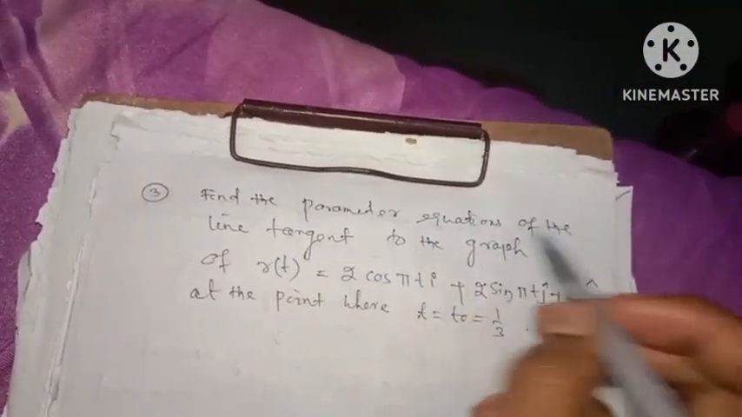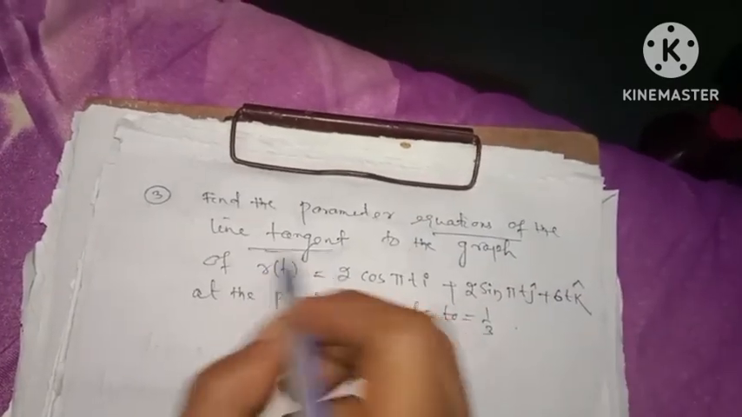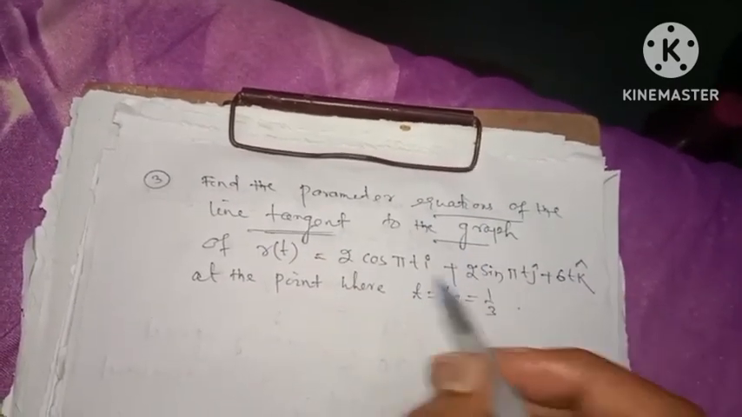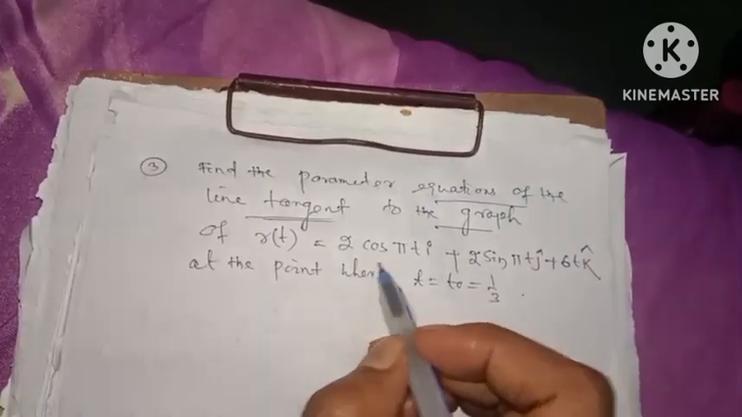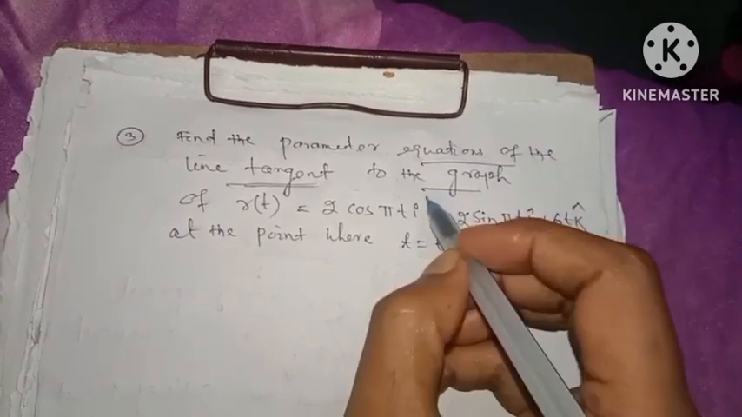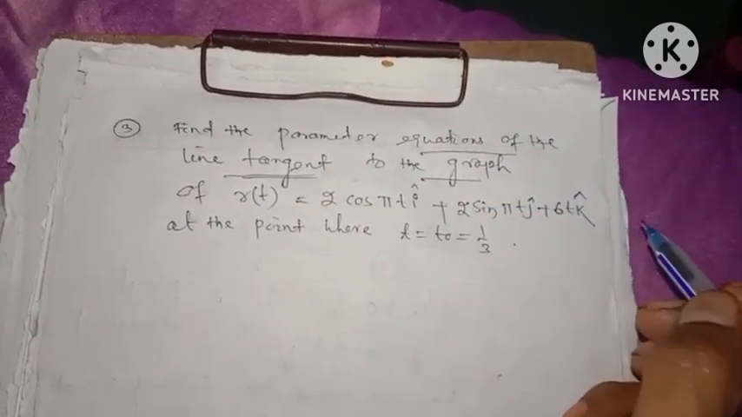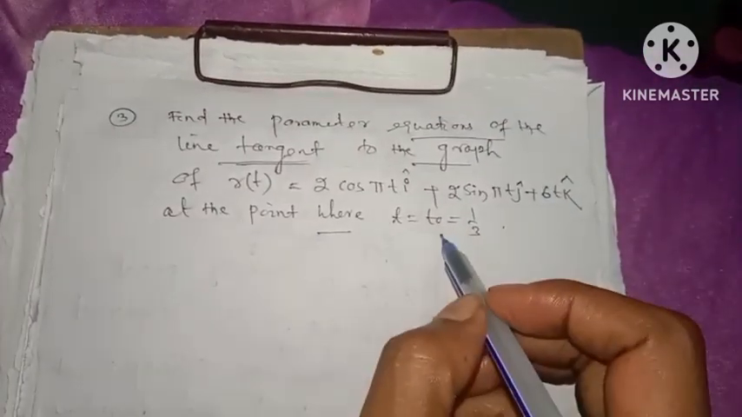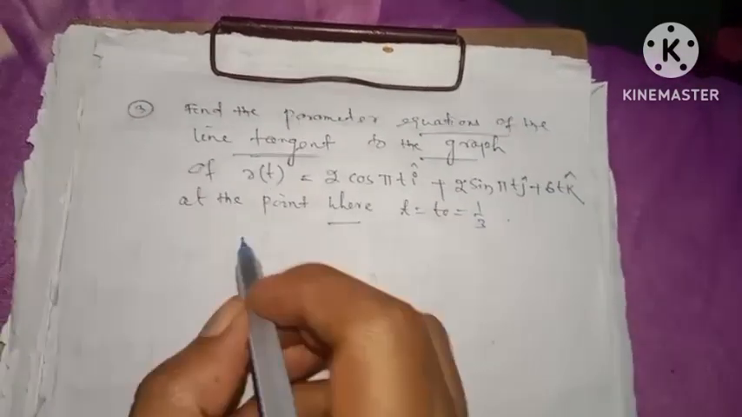This is another question, which asks for the equation of a tangent line of the given graph r of t equal to 2 cos pi t i cap plus 2 sin pi t j cap plus 6t k cap at the point where t naught equal to 1/3.